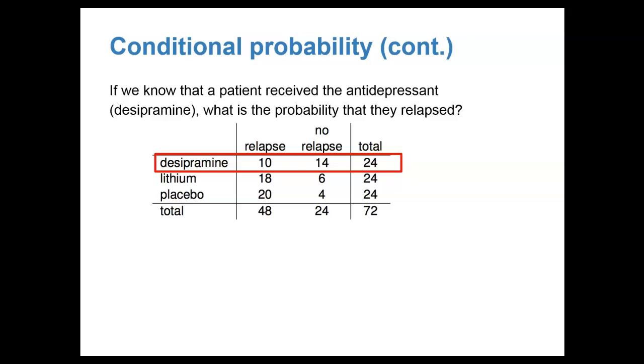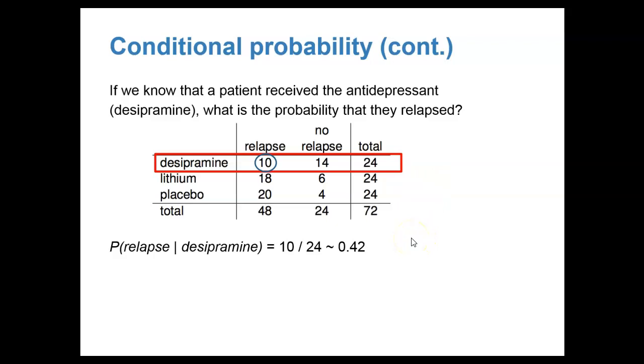Then we take a look at, within that first row, how many patients relapsed, and we see that there are 10 of those. Now, because we're focusing only on the disipramine treatment, we only look at the total being 24 patients in that particular case. And so the probability that a patient relapsed, given that they used disipramine for their treatment plan, is 10 out of 24. Notice how easy that was to calculate. We didn't need the formula like we did on the previous slide to find that same exact value that we found previously.